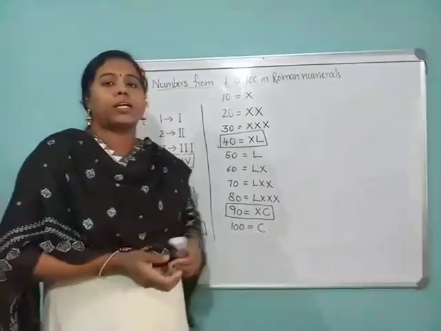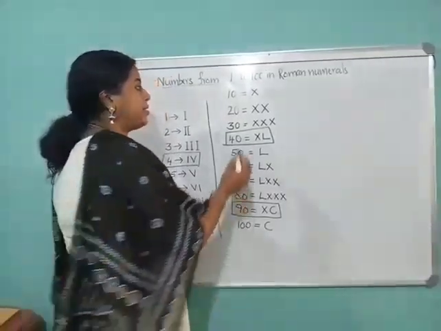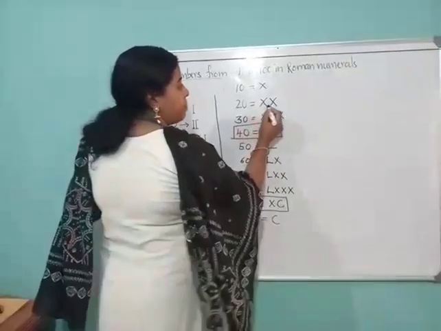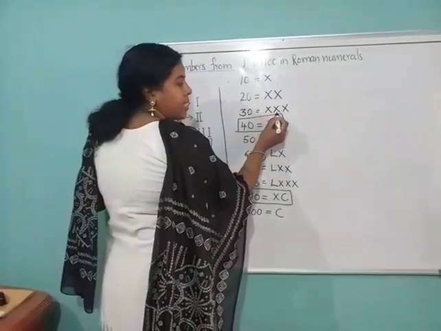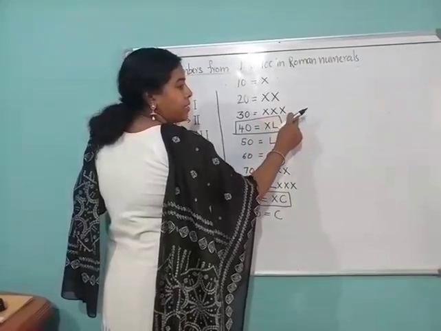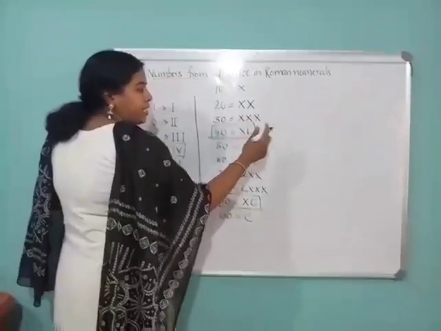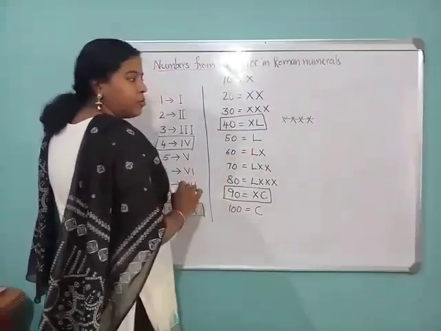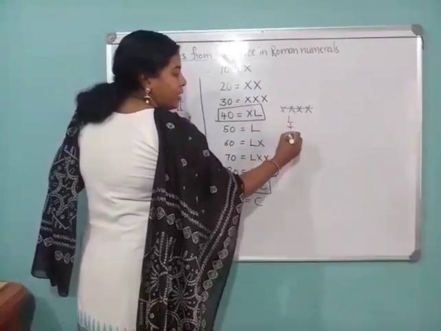Now let's see how to write the number 20 in Roman numerals. Look here, I have written 20 as XX. XX means 10 plus 10, that is 20. The same way the number 30 we will write XXX. So we repeated the X 3 times. That shows 10 plus 10 plus 10, that is 30. Now the number 40 cannot be written as XXXX because we cannot repeat any symbol more than 3 times. So we took the next symbol L, whose value is 50.